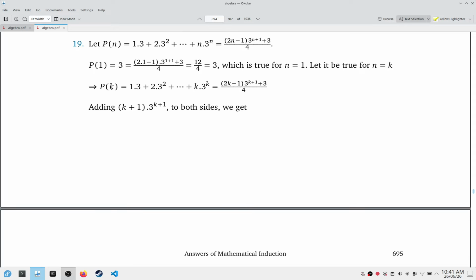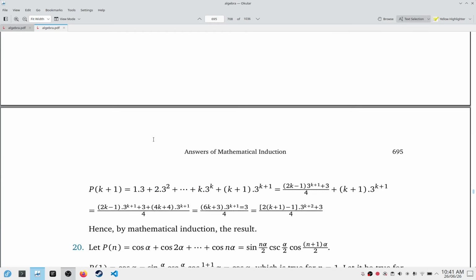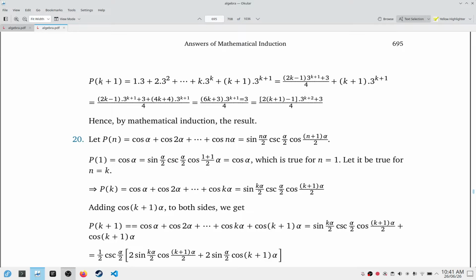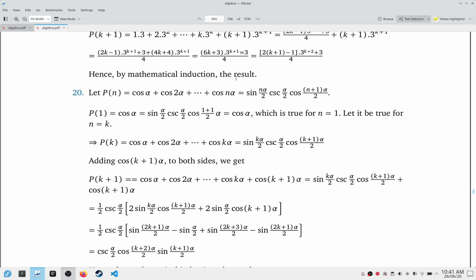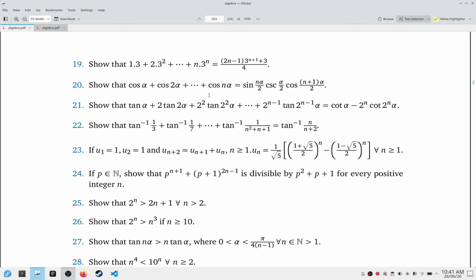We assume that it is true for n is equal to k, so we have got this expression over here. Now we add (k plus 1) times 3 to the power k plus 1 to both sides. Left hand side becomes P(k plus 1) and right hand side we have here. And then we simplify the right hand side, we get (2 times (k plus 1) minus 1) times 3 to the power k plus 2, plus 3, over 4. And hence again we have proven it by induction.